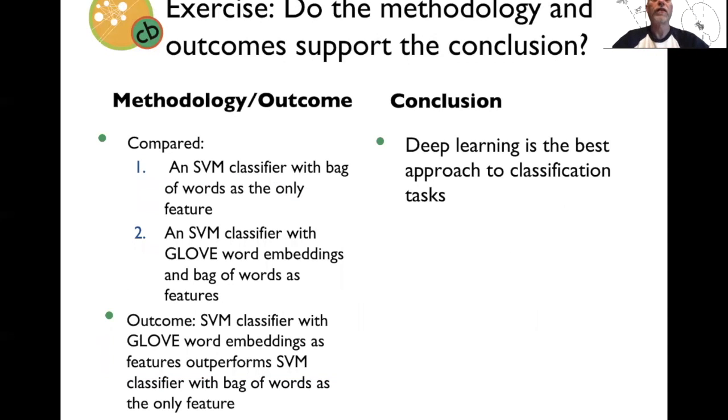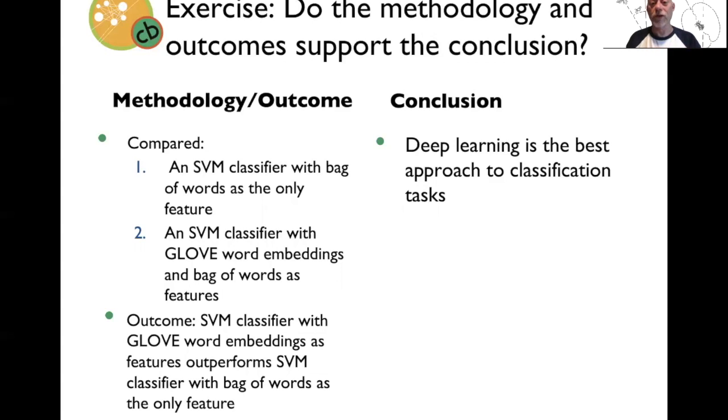So given that the conclusion of the paper is that deep learning is the best approach to classification tasks, and that the paper didn't actually evaluate deep learning itself, that says to us, no, the methodology and the outcomes don't actually support the conclusion. If you are an expert in the field, you might be thinking, well, it had GloVe word embeddings. Well, GloVe is a neural network technique, but the features are word embeddings.